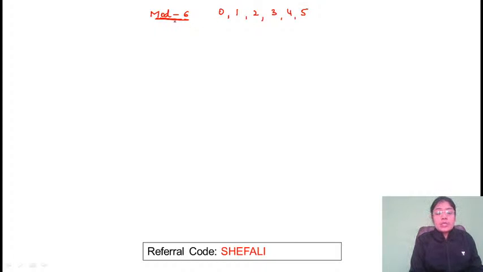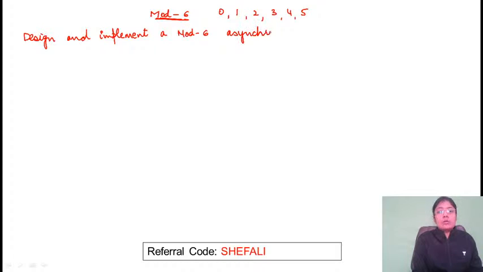In order to construct a mod 6 counter, how many flip-flops are required? The question is: I want to design and implement a mod 6 asynchronous counter using T flip-flops.